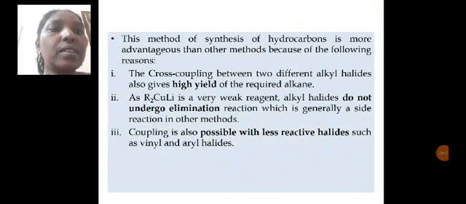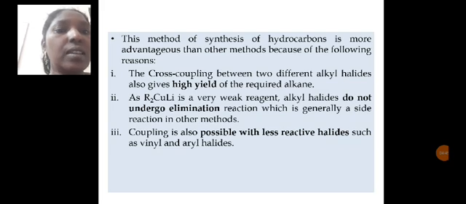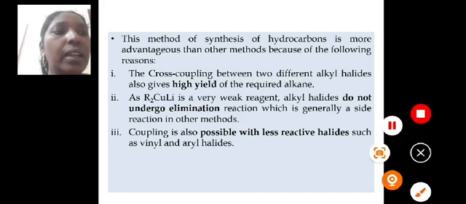This method of synthesis of hydrocarbons is more advantageous than other methods because of the following reasons. The cross coupling between 2 different alkyl halides also gives a high yield of the required alkane. As R2CuLi is a very weak reagent, alkyl halides do not undergo elimination reaction. This is generally a side reaction in other methods. Coupling is also possible with less reactive halides such as vinyl and aryl halides.